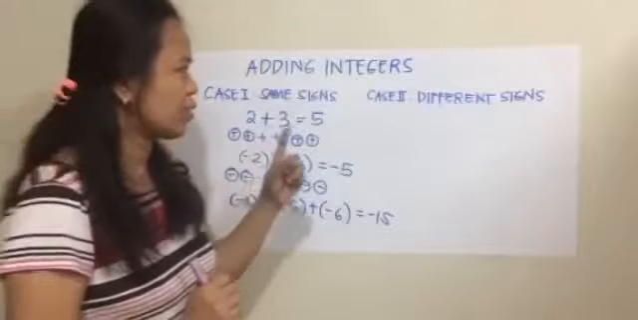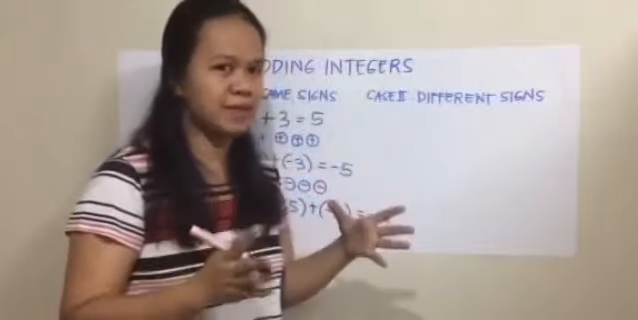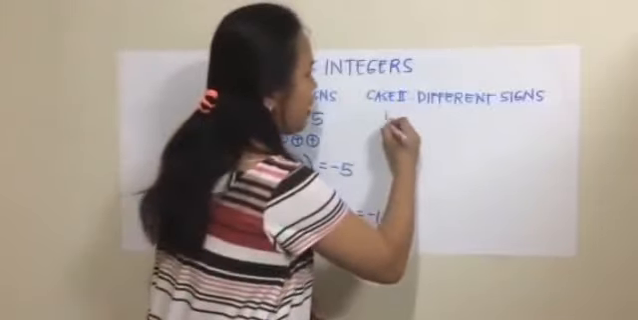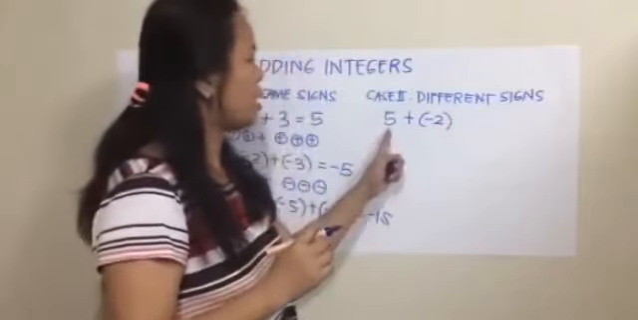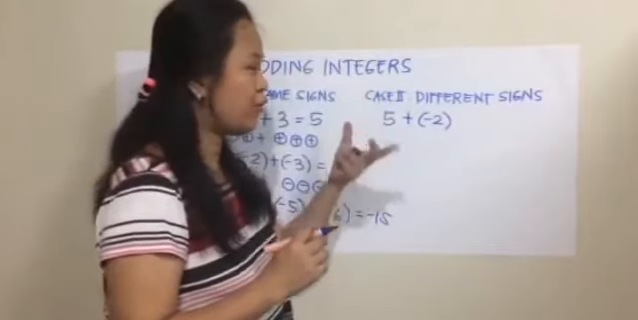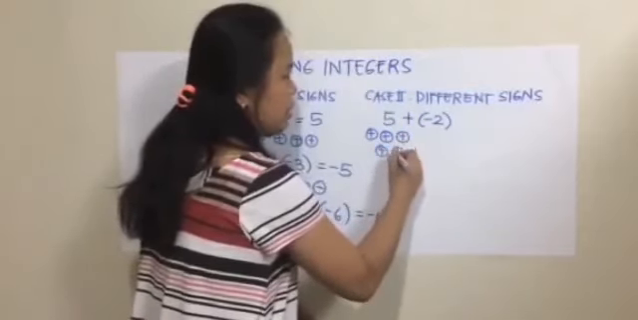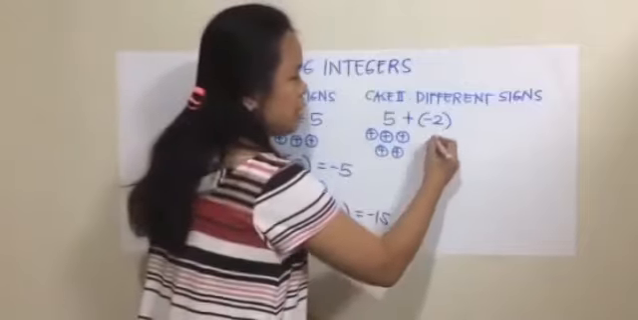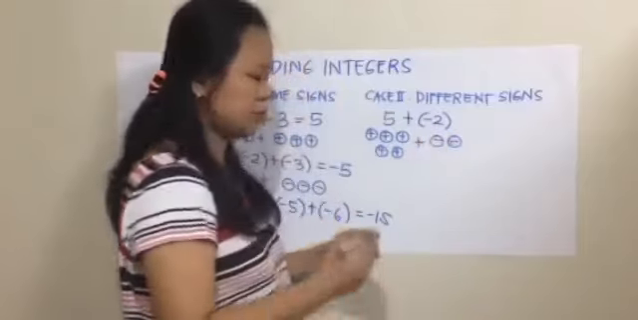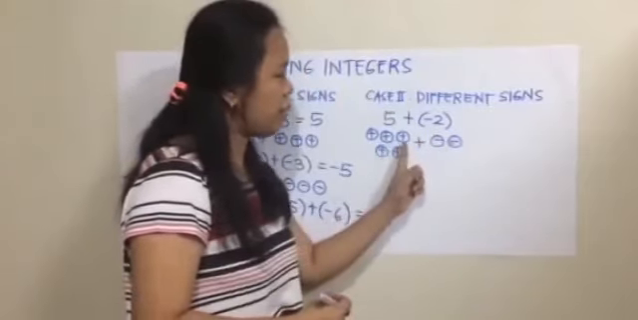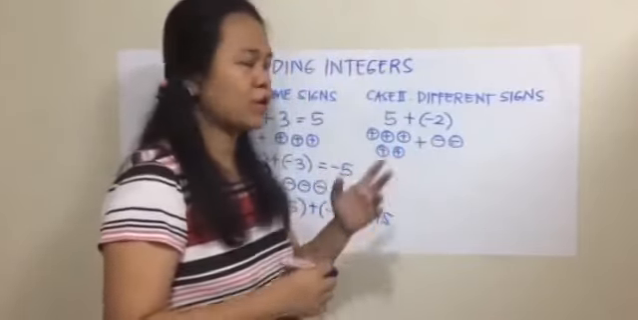Okay, let's go to case 2. Case 2 is adding integers having different signs. So let's say you have 5 plus negative 2. Okay, let us use chips first. You have here positive 5, so you have to draw 5 positive chips. And you have here negative 2, so you have to draw 2 negative chips. Okay, so combine them together. So when you combine positive and negative, it will give you 0. Like negative 1 plus 1. Okay, the answer is 0.